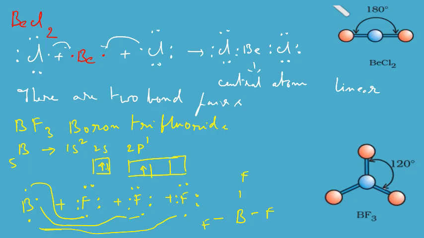Since 3 bonds are there and these 3 bonds lie on the same plane, and at the central point there is a 360 degrees angle, this 360 degrees angle is shared by 3 bonds, therefore the bond angle is 120 degrees. So the bond angle in boron trifluoride is 120 degrees.